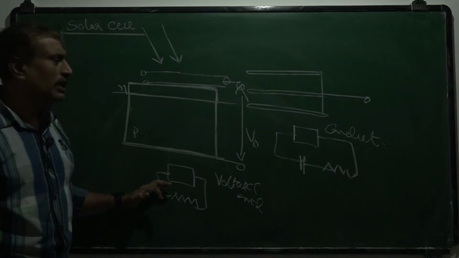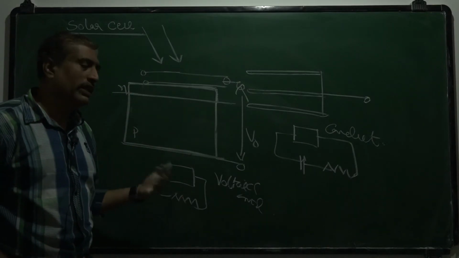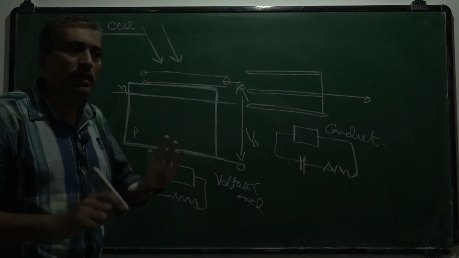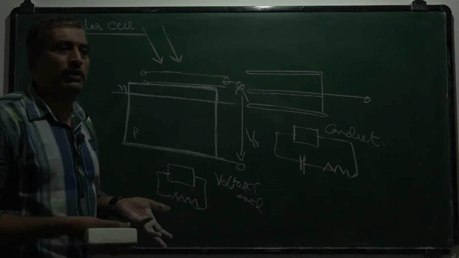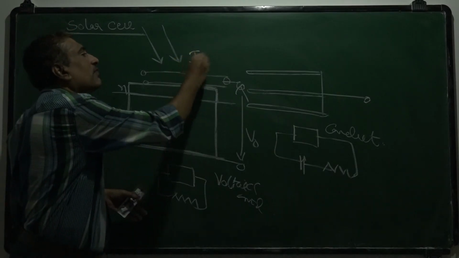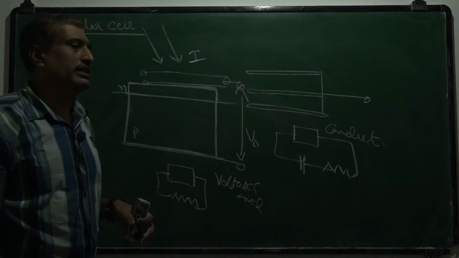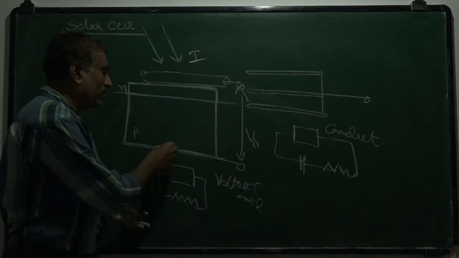Similarly, for the voltage generated across here to increase, we have to increase the current. To increase the current, more electron hole pairs have to be generated. To generate more electron hole pairs, we have to increase the intensity of light. So if more intense light is incident on the surface, more electron hole pairs are generated, so that we can get more EMF here.